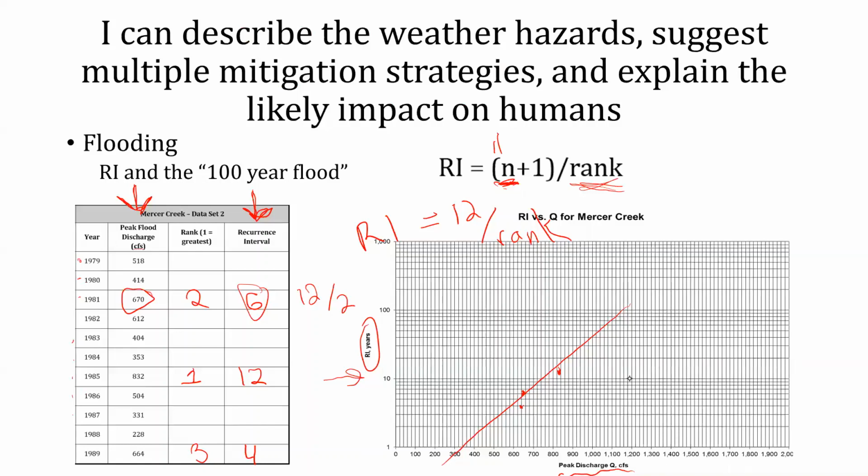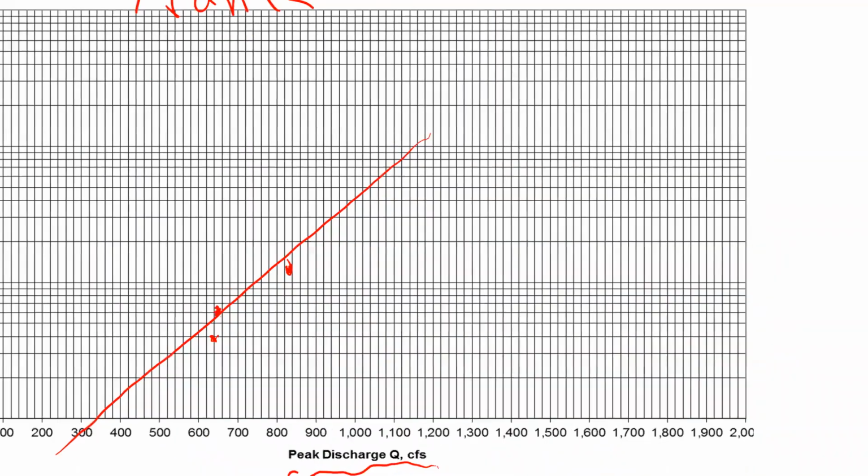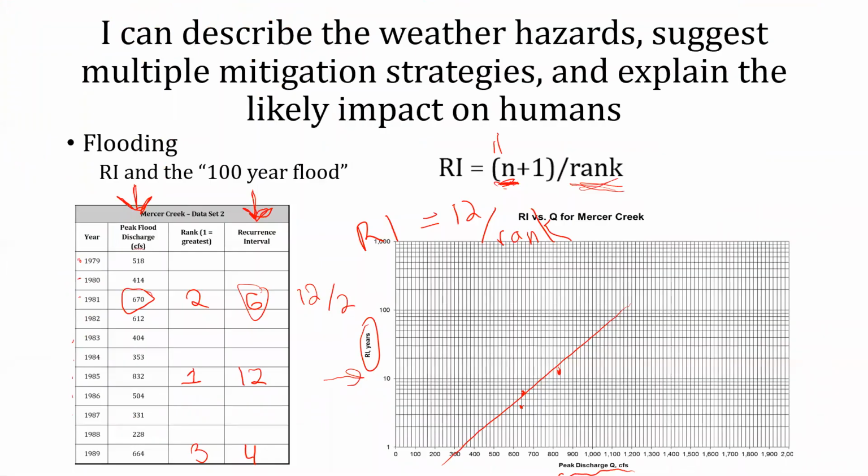And the next question you're likely to be asked is, what is the discharge of a 100-year flood? So you go to a 100-year recurrence interval, and see where your line crosses, and then you can just read the value of the 100-year flood. So it's between 1,100 and 1,200 cubic feet per second in this example, okay?